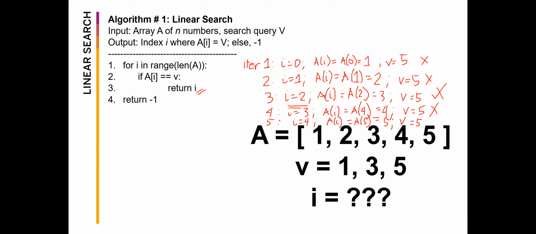So again, what will be the I value at this point, now that A of I is equal to V? It will actually output 4, because that's the current value of I. We didn't change anything on the value of I, so it will simply return its current value of I.